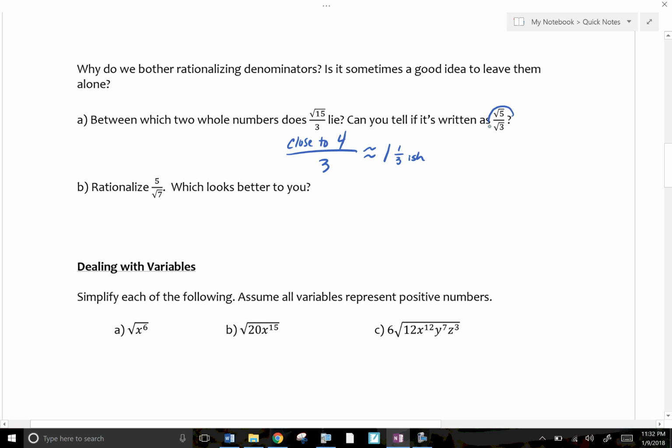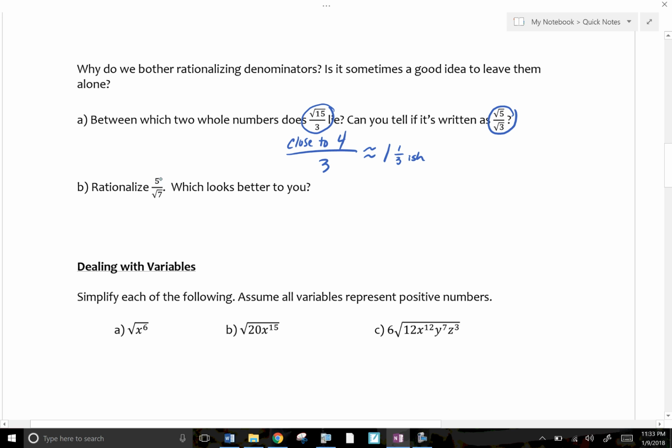If I said, what's this in between, which, believe it or not, is equivalent to that, I don't know, because I don't know what the square root of 5 is as a decimal, nor do I know the square root of 3 as a decimal, so it's a little bit harder to tell. Okay, so this, which is in rationalized form, is happy. This, not so much.